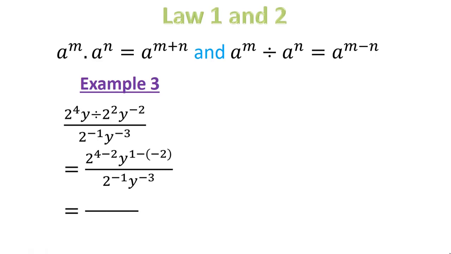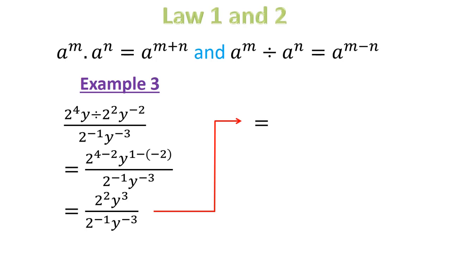That gives us 2 to the power of 4 minus 2 is 2. Y to the power of 1 minus 2 is y to the power of 3, all over our denominator, which hasn't changed. Now we have a numerator divided by a denominator, and there's no division signs at all. So we have 2 to the power of 2, then in our denominator we have 2 to the minus 1, so in our exponent we subtract negative 1.